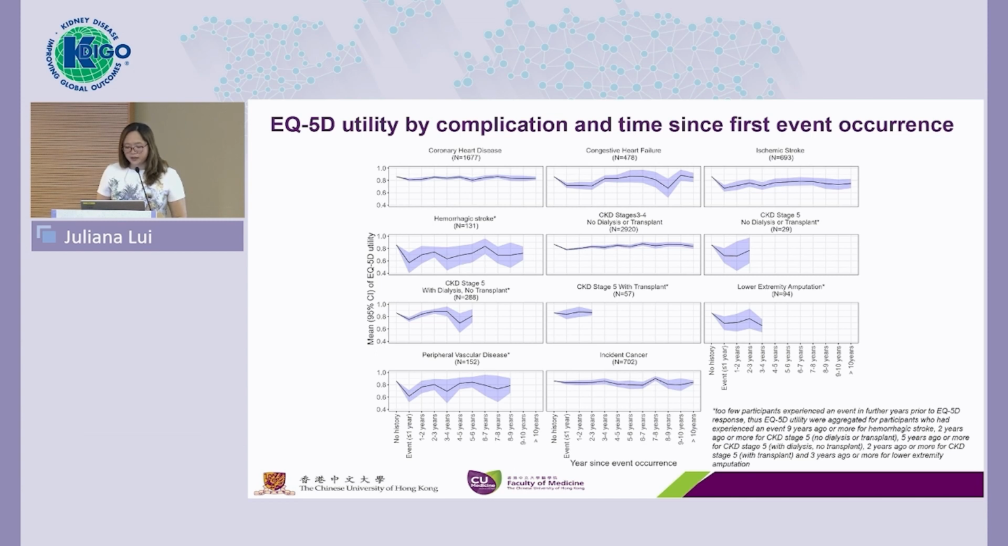Large dips in quality of life utility were observed in the year of occurrence of a hemorrhagic stroke, ischemic stroke, CKD stages 3 and 4, and end-stage renal disease without renal replacement therapies, peripheral vascular disease, and lower extremity amputations. Although EQ5D utilities gradually improved over time, they rarely recovered to utility levels before the occurrence of the event. So prevention is very important for diabetes patients.